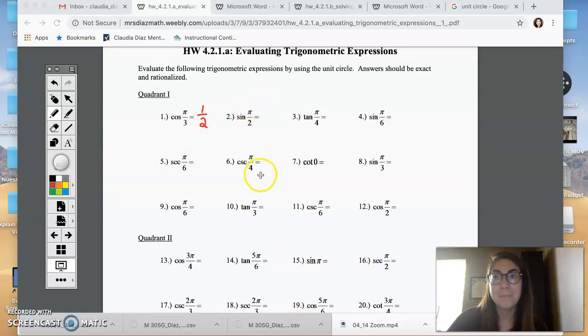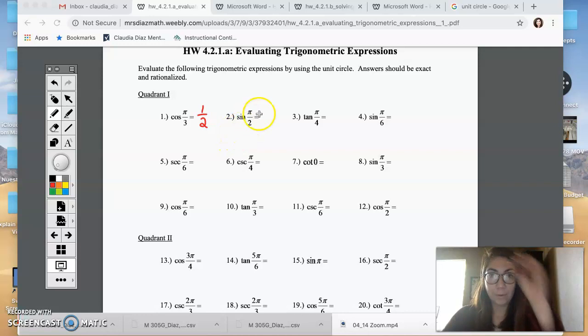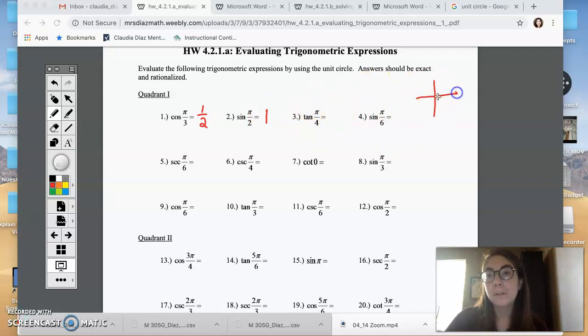I'm not going to do all of them, but if we did sine of pi over 2, remember sine is the y-coordinate. If you go to pi over 2 on the unit circle, that coordinate is (0, 1), so the y-coordinate is 1. Let's do a tangent, because those are a little more work. Tangent of pi over 4: on the unit circle, pi over 4 is right in the middle. The coordinate is root 2 over 2, comma root 2 over 2. Tangent is y over x, so root 2 over 2 divided by root 2 over 2 gives us a nice clean 1.